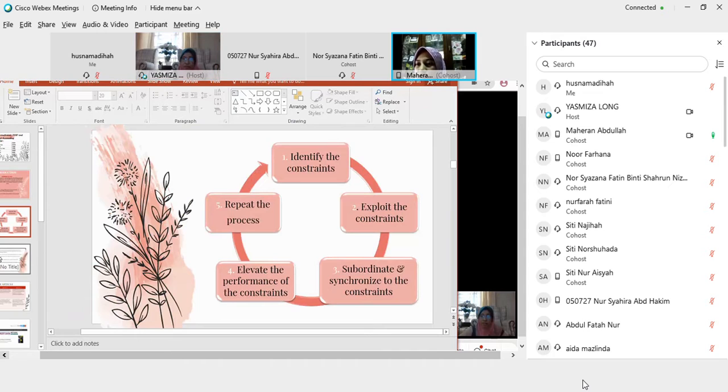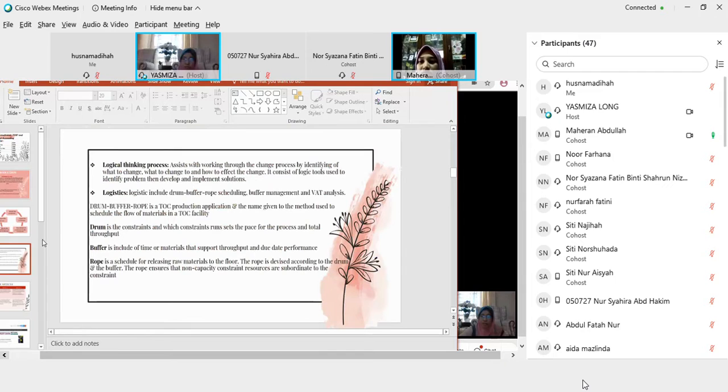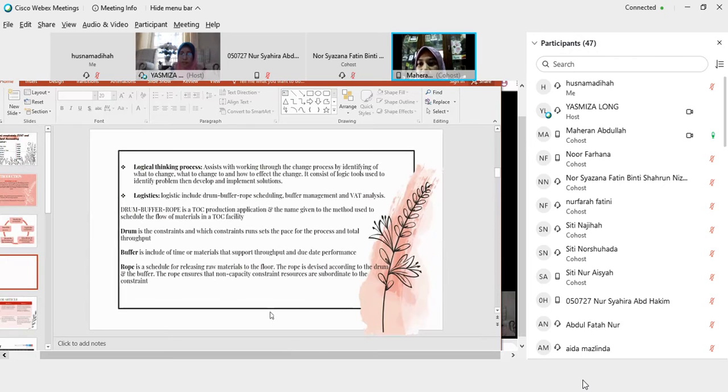So the next is logical thinking process. Logical thinking process assists with working through the change process by identifying what to change to, and how to affect the change. It consists of logic tools used to identify problems, then develop and implement solutions. So the last one is logistics. Logistics includes drum buffer rope scheduling, buffer management and VAT analysis.